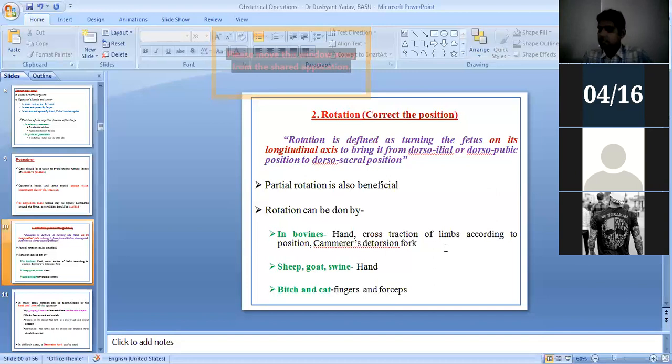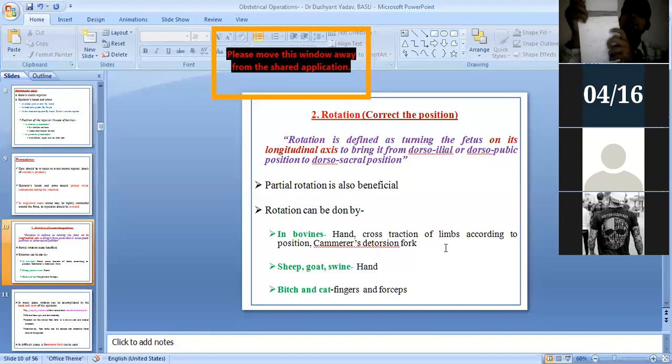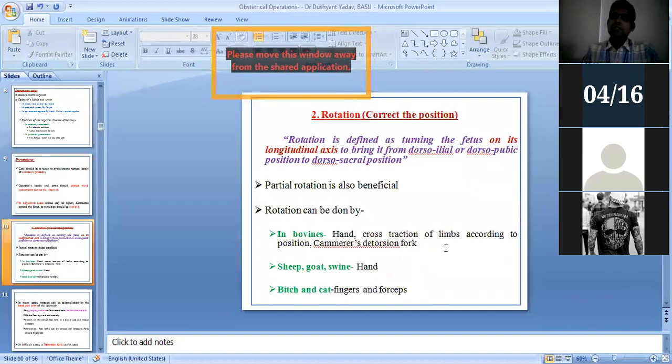Okay. Just see that, if you are able to see in this figure. You just cross the legs at the fetlock joint, or if in the other position, at the metacarpal joint, the metacarpal bones. I will tell you with the pen and my mobile.